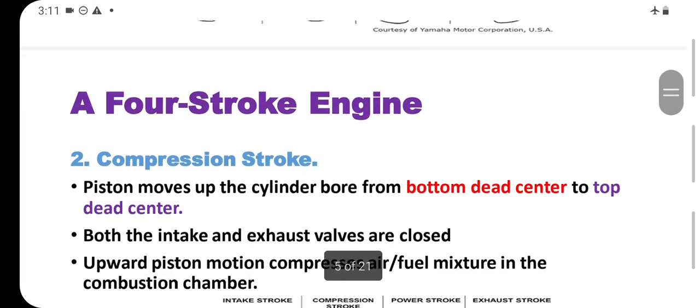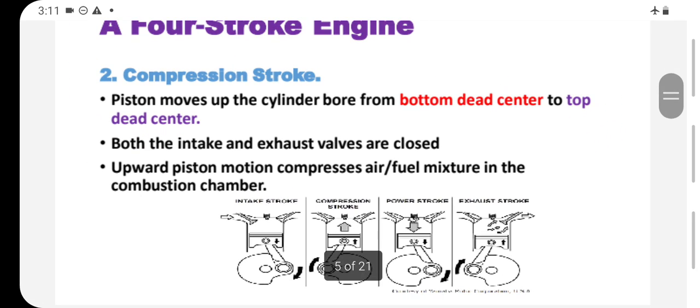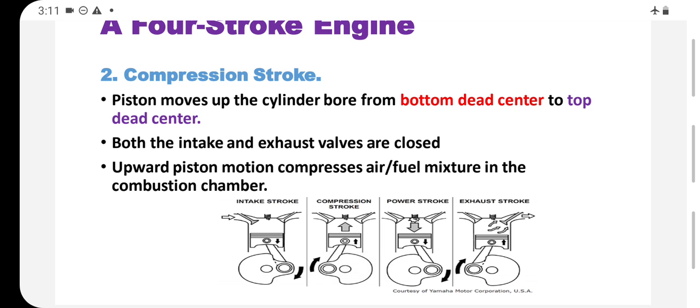Next, after completion of the intake stroke, comes the compression stroke. During the compression stroke, both the inlet and exhaust valves are closed. When the piston moves from TDC to BDC during the suction stroke, after its completion, the second stroke is the compression stroke. The piston moves from bottom dead center to top dead center. Look at this schematic diagram of the compression stroke. Both valves are closed, and here the compression process takes place.